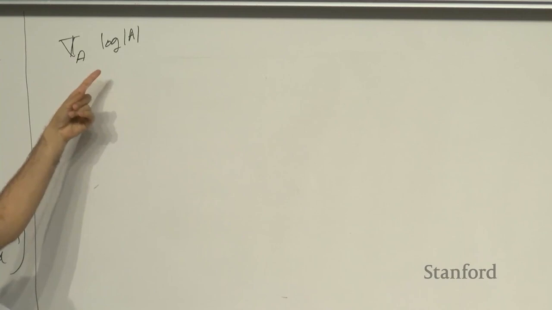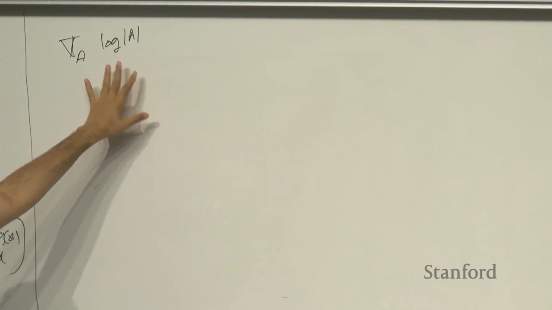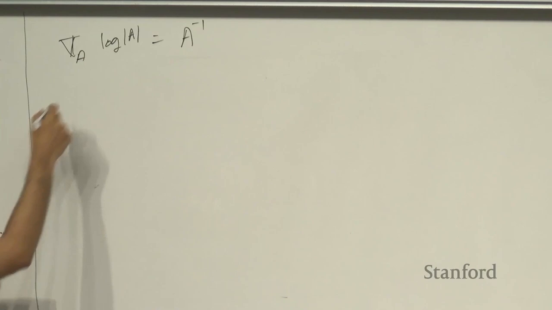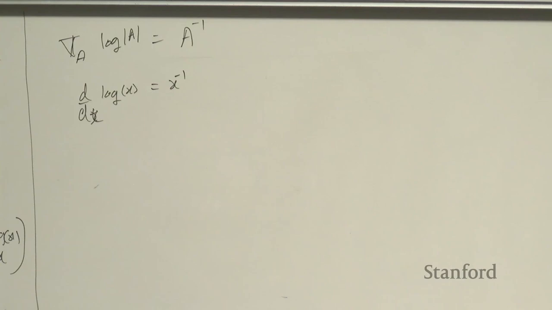This is going to show up in multiple places, especially when you're dealing with Gaussian distributions. You remember the Gaussian has a determinant in the denominator. Anyway, it's going to show up many times in your homeworks, possibly in your exams, and the answer is just A inverse. And the intuition is, d by dx of log x is x inverse. Think of it like that.